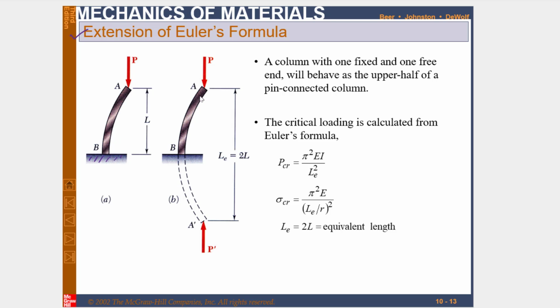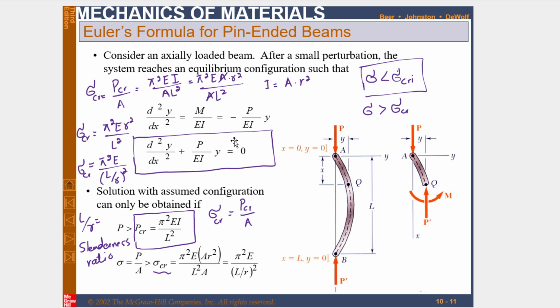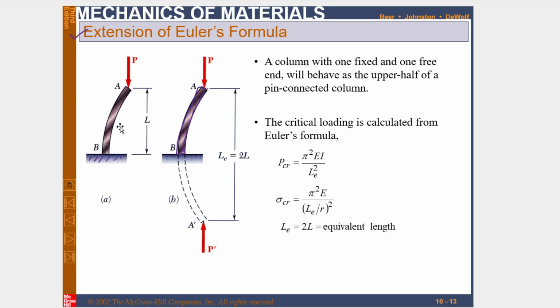When you apply the load, the column will buckle. When it buckles, you can see that this buckling is similar to the half of the earlier case, showing the same behavior. Clear? So if you extend it like this, the total length is L, so this total length will now be equal to 2L, and this length will be equal to the effective length.